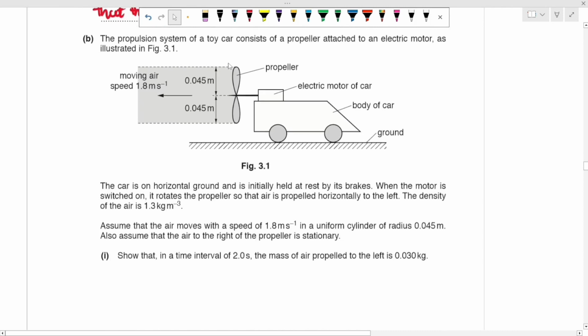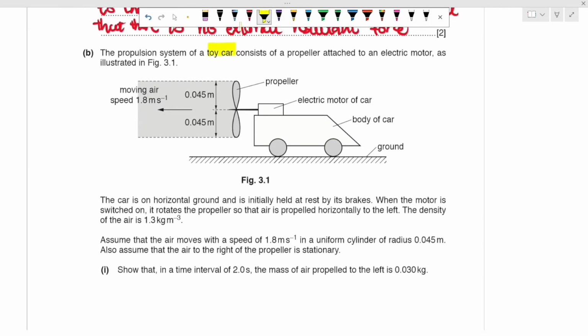Part B, the propulsion system of a toy car. We have a toy car, a little nice car, that consists of a propeller attached to an electric motor, as illustrated here. The car is on a horizontal ground and is initially held at rest by its brakes. When the toy car is switched on, the propeller rotates so that the air is propelled to the left. The density of the air is 1.3. Assume that the air moves with a speed of 1.8 in a uniform cylinder of radius 0.45. Also assume that the air to the right of the propeller is stationary. Show that in a time interval of 2, the mass of the air propelled to the left is 0.30.